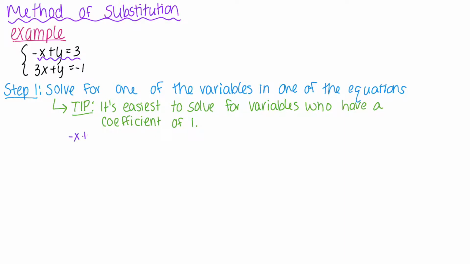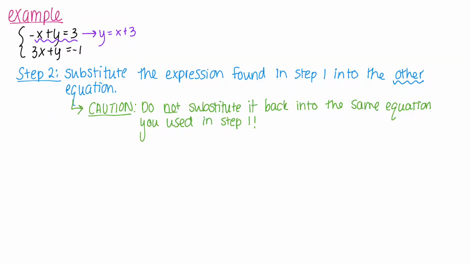So we have negative x plus y is equal to 3. We want to solve for y, so get y by itself. We're going to add x to both sides. Then we have y equals x plus 3. So this equation here is the same thing as y equals x plus 3. Since we're running out of room here, I'm going to move this to the next slide to talk about our next point.